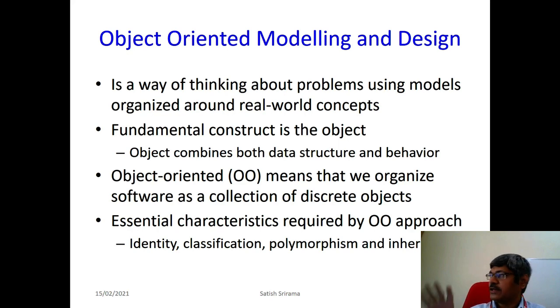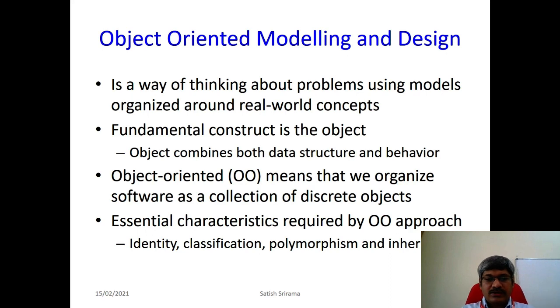For example, if you think of a car as an object, what would be its data structure? It needs to have an engine, some petrol, and some maximum speed, etc. These constitute its features, so that is the data structure. And it will have some behavior. You need to drive it, isn't it? Driving is the behavior of that particular object.